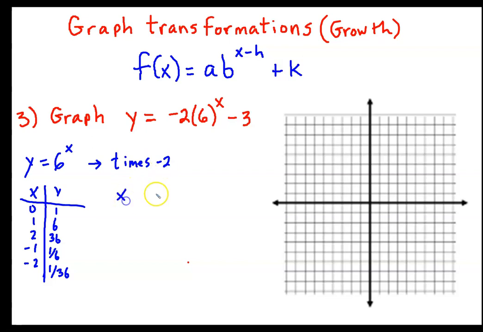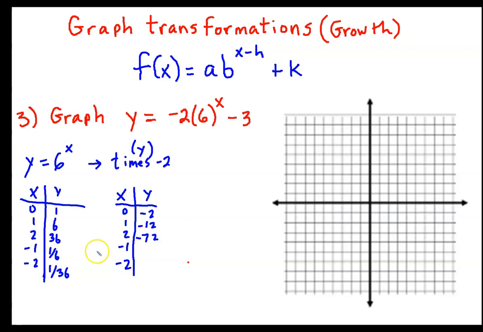And again, just like we've talked about in previous lessons with other parent functions, this is just the y times -2. All right, so in this table, I don't do anything to the x's yet. This is called vertical stretch, and we also have a reflection. So I'm just going to multiply each of these y coordinates by -2. So 1 times -2, 6 times -2, 36 times -2.